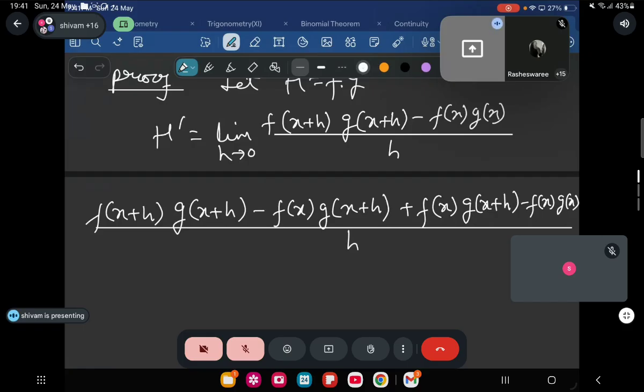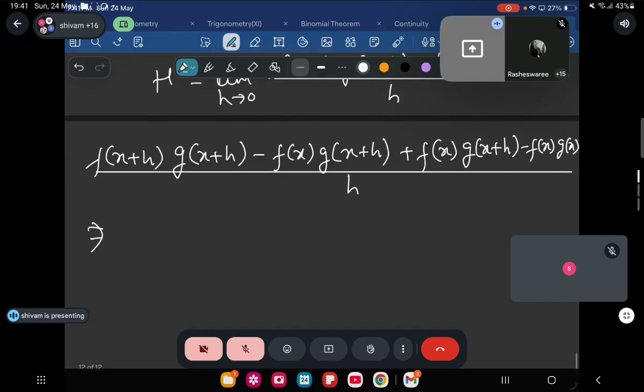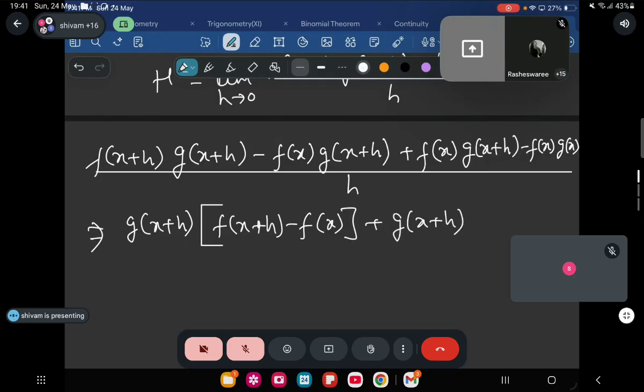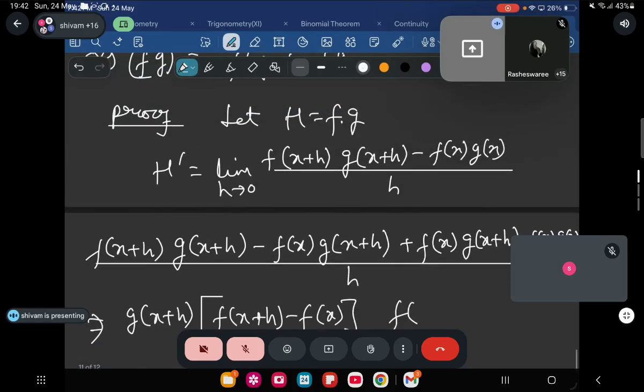So I've added some terms, I've subtracted some terms. What am I getting? In the numerator, I'll take g of x plus h common. Within brackets, we are going to get f of x plus h minus f of x. Anyone having any doubt, you can ask me. Plus, over here, I'm going to take f of x common. Oh, sorry, wait. Wait a minute, I'm making a mistake. Wait, let me see.